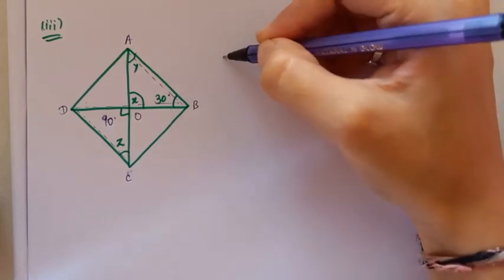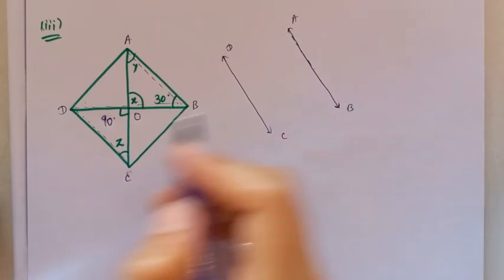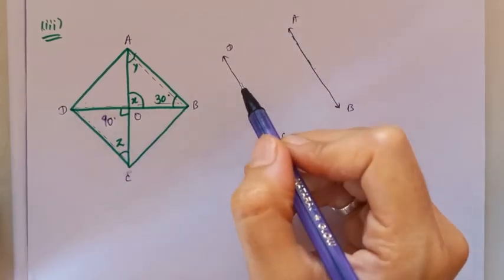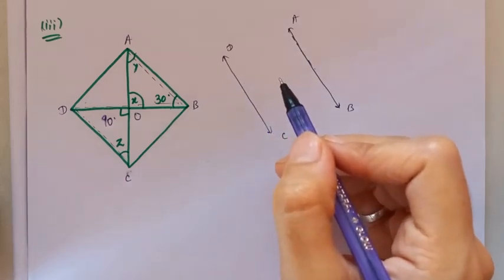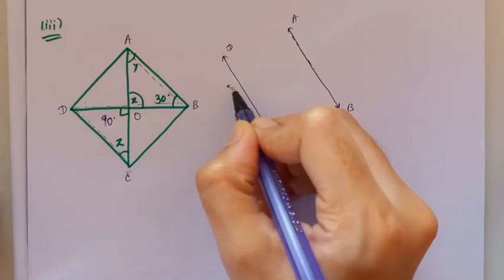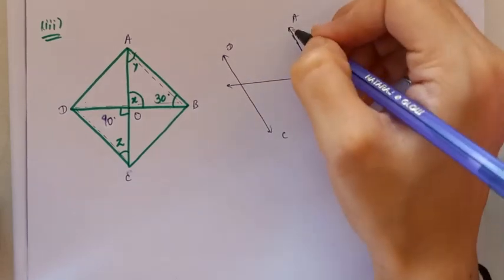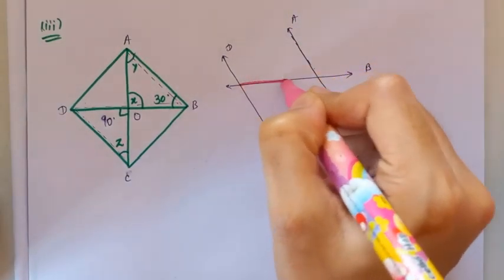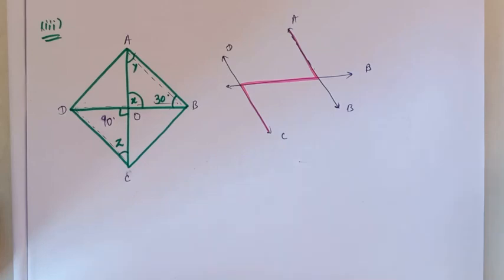This is AB, DC, and this is DB. When do we use that Z rule? If one line is crossing two parallel lines. So we have two parallel lines and one line, DB, which is crossing. See, you can see the Z here. This and this is Z. And the inner corners are this and this. These two are inner corners.